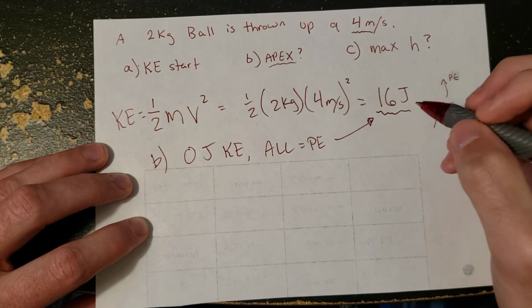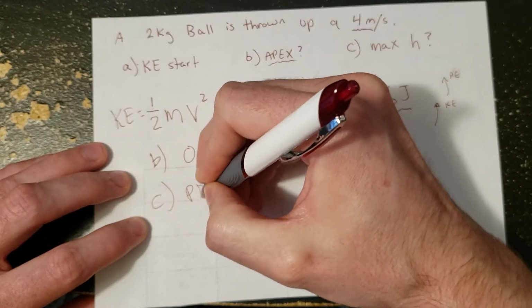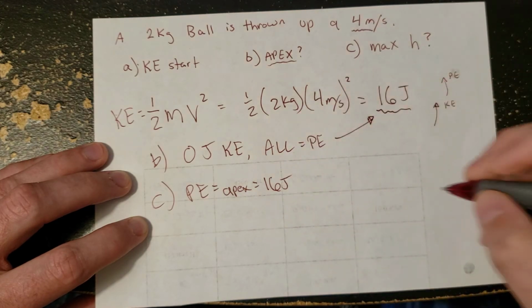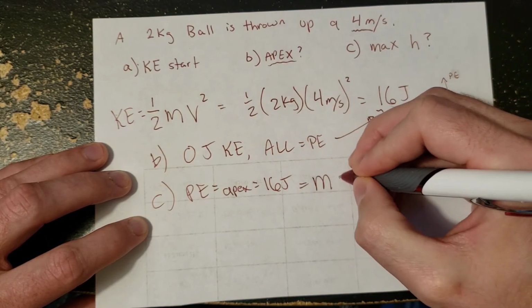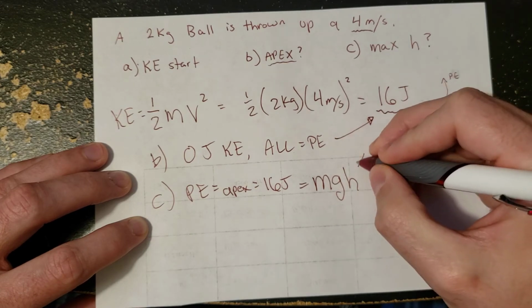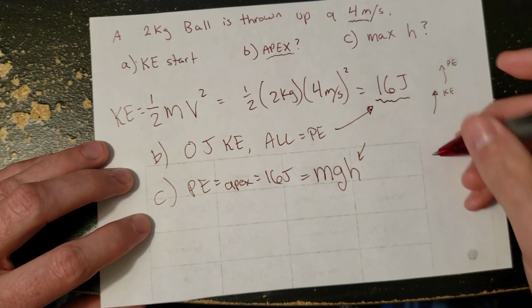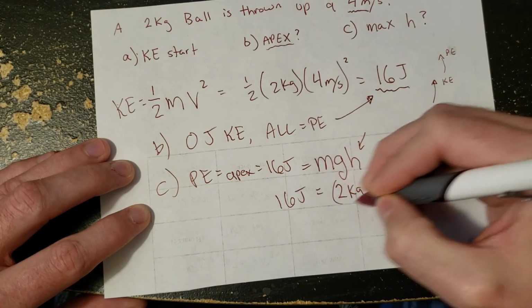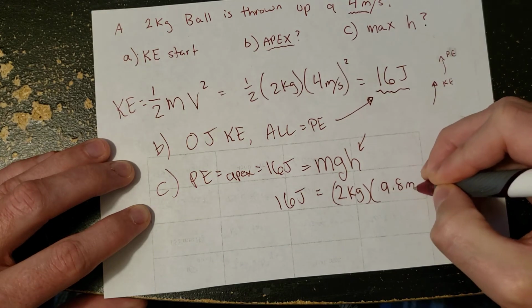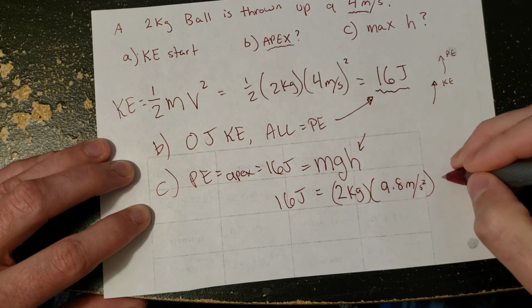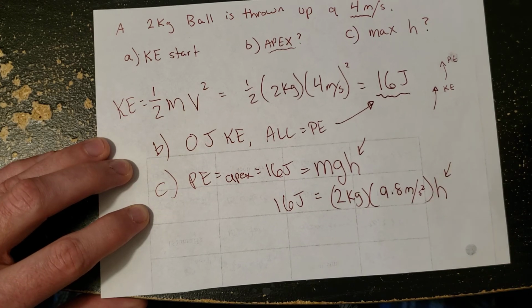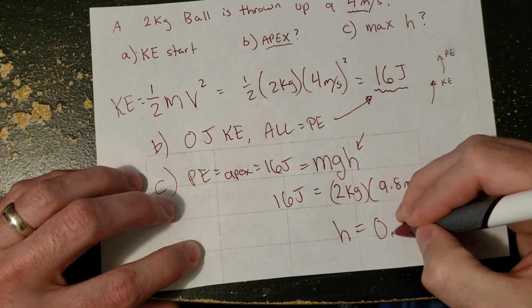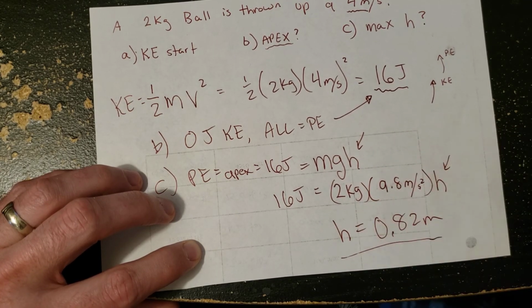potential energy. So now we can use that value, knowing that PE at the apex is equal to 16 joules, and knowing that that's equal to mass times gravity times height. Now we can solve for how high in the air does it go. So we get 16 joules equals 2 kilograms times 9.8 meters per second squared times the height. And that height will be its max height. And when you solve this, you're going to get that the height is equal to 0.82 meters above the ground.